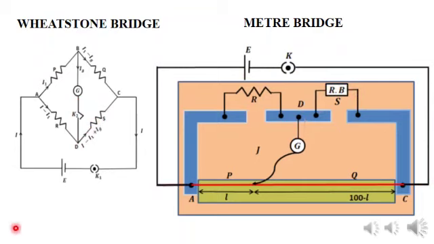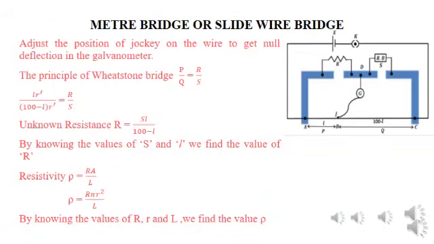Move the jockey over the resistance wire till the galvanometer shows null deflection. When the galvanometer shows null deflection, keep the jockey in the same place. Now the bridge is balanced. That means the principle of Wheatstone bridge is applicable here. Means P by Q equals R by S.